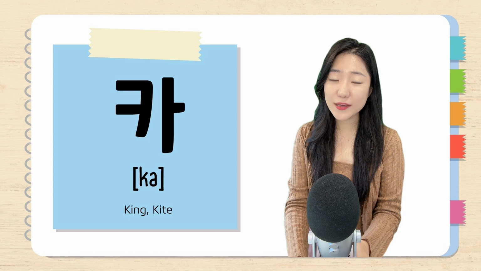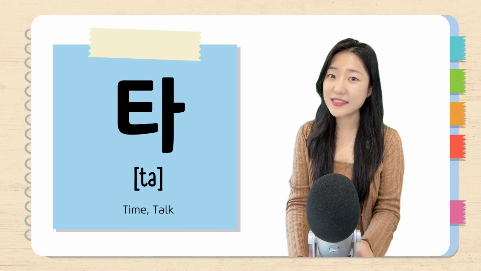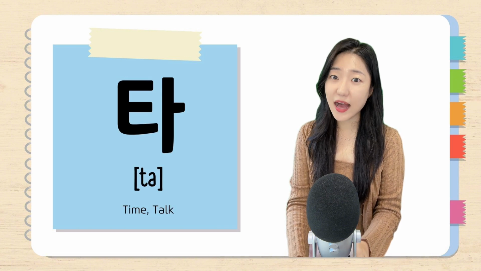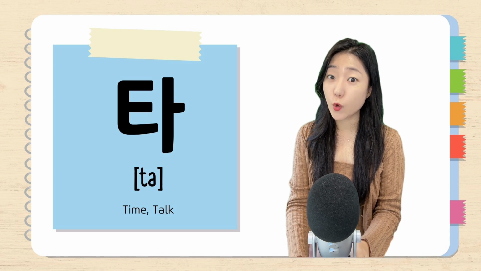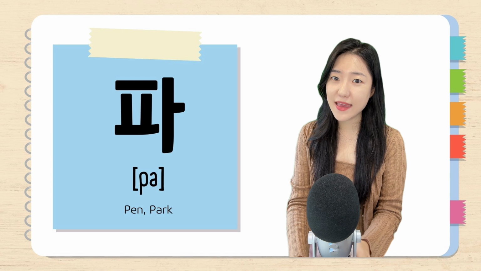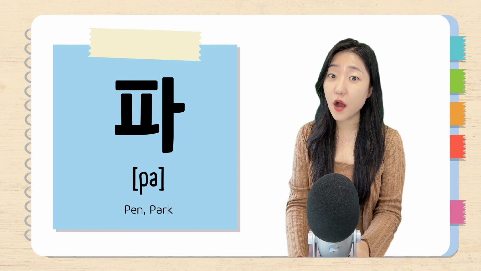And then the K sound, ka. It's like king or kite, K sound, right? Ka. And then the T sound, ta. It's like time or talk. T sound. And then P-A, pa, P sound. Pa. It is like pen or park.